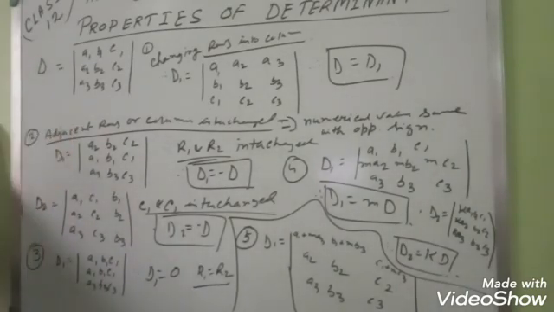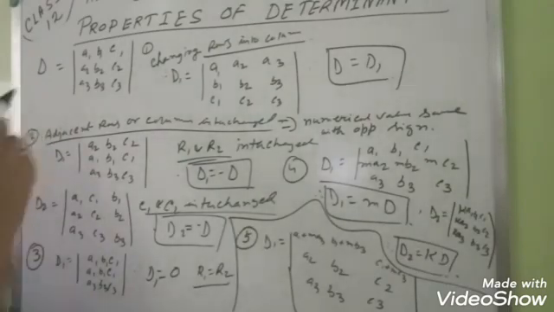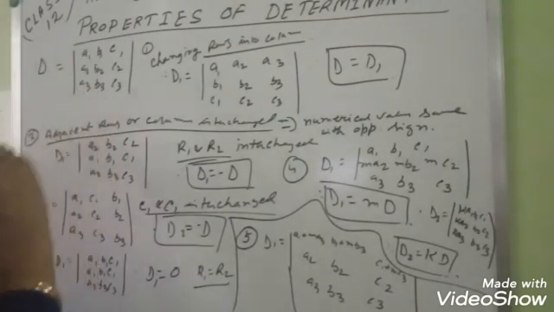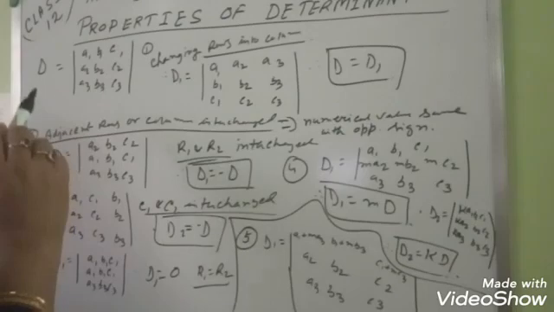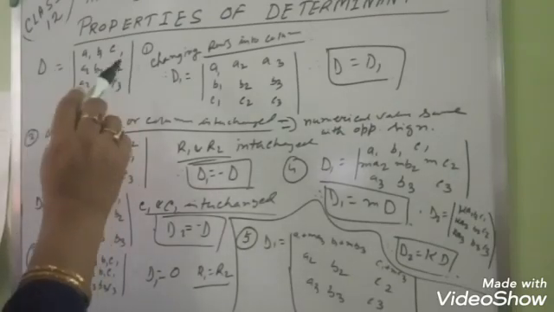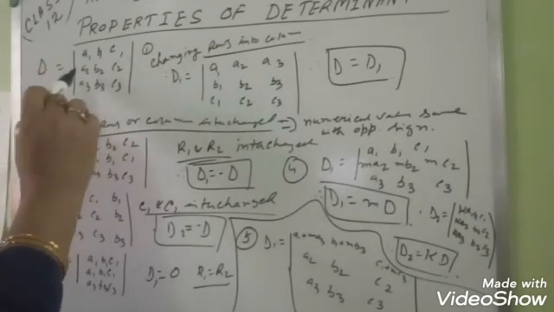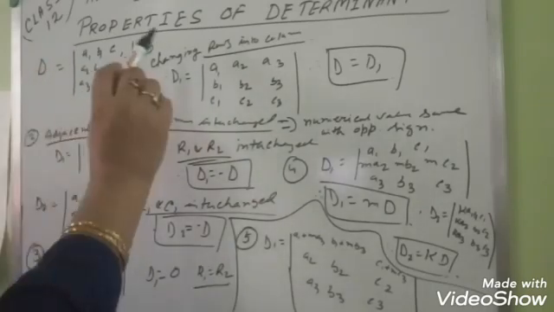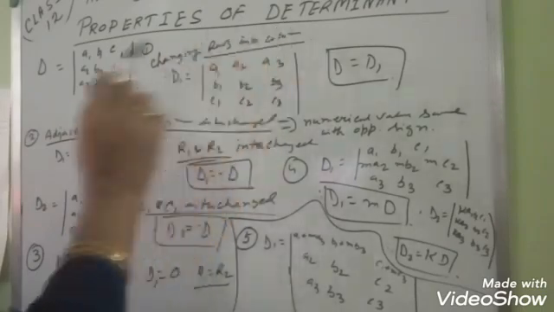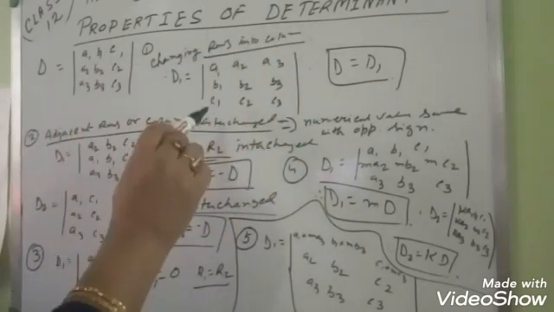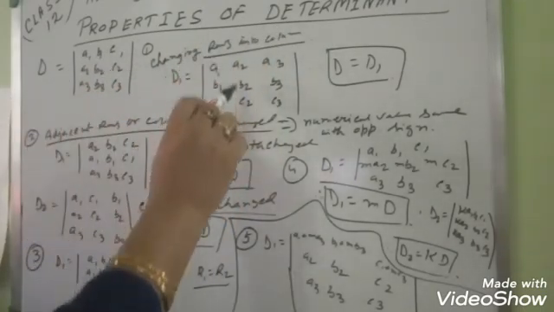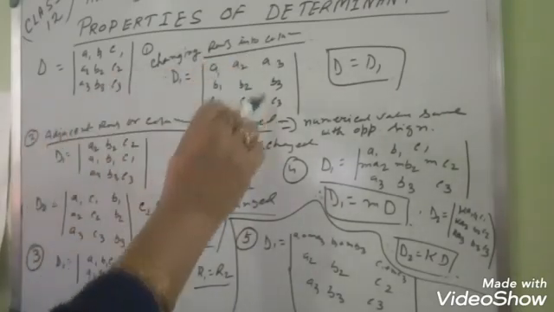Now the first point is, the value of a determinant remains unaltered by changing its rows into columns and columns into rows. What does it mean? Now let the determinant be A1, B1, C1, A2, B2, C2, A3, B3, C3. Now by changing its rows into columns, so first row will be the first column, second row is the second column, and third row is the third column.